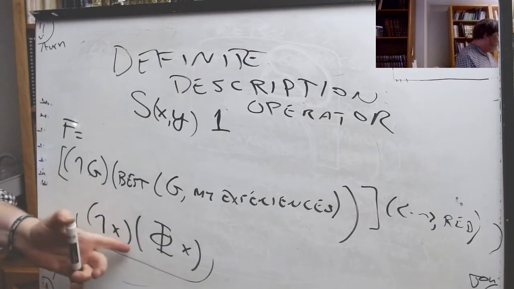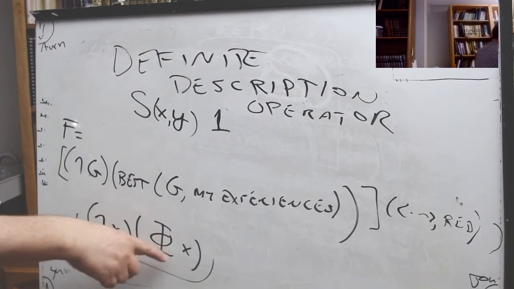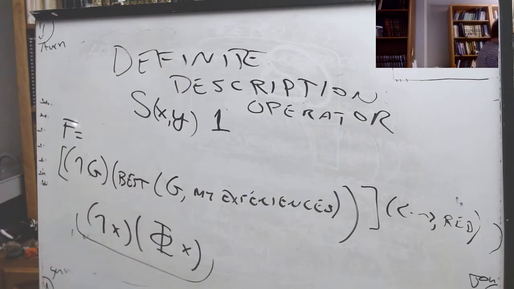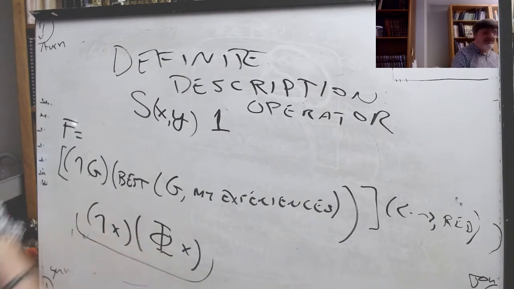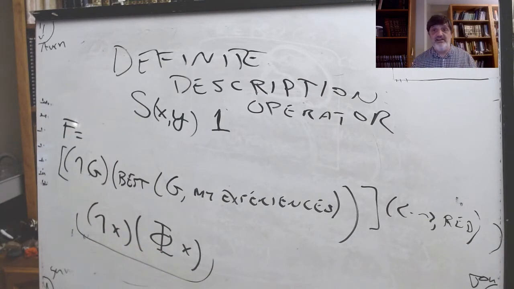And like I'm saying, here's the problem. If phi is the present king of France, then this expression means the present king of France. But there is no king of France. So what does it mean? And then when you put it into something else that's supposed to take a person as an argument, like "is bald," Russell's example, the present king of France is bald, is that true or false? Well, there is no present king of France.